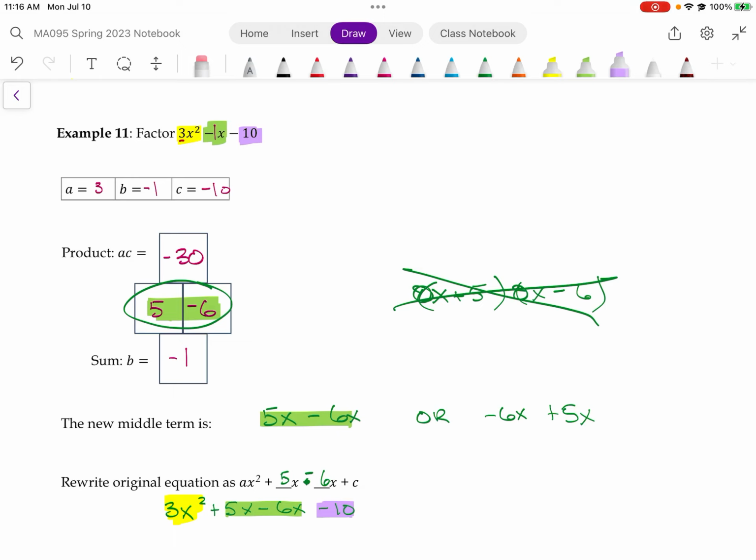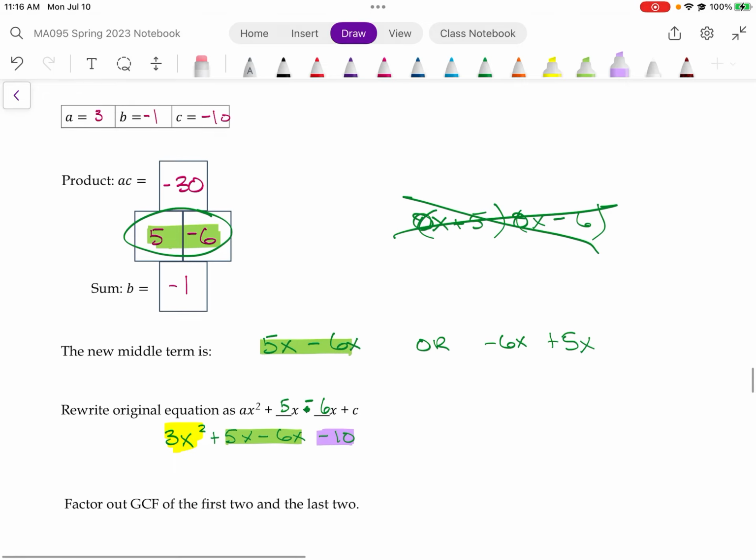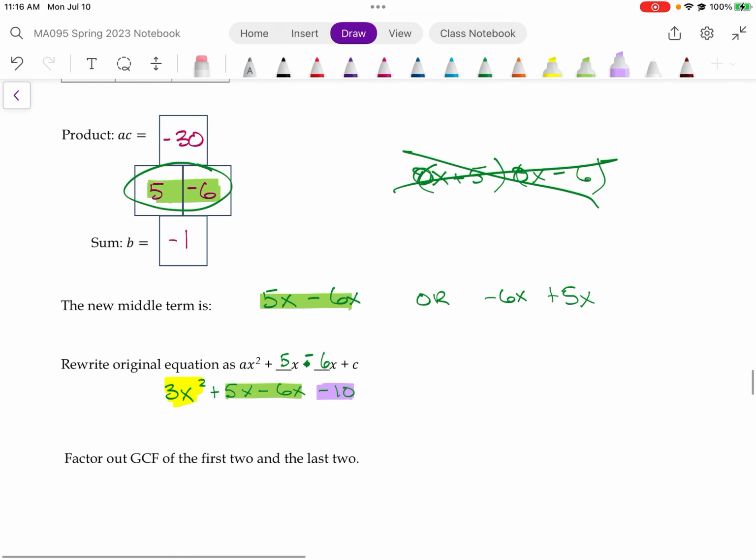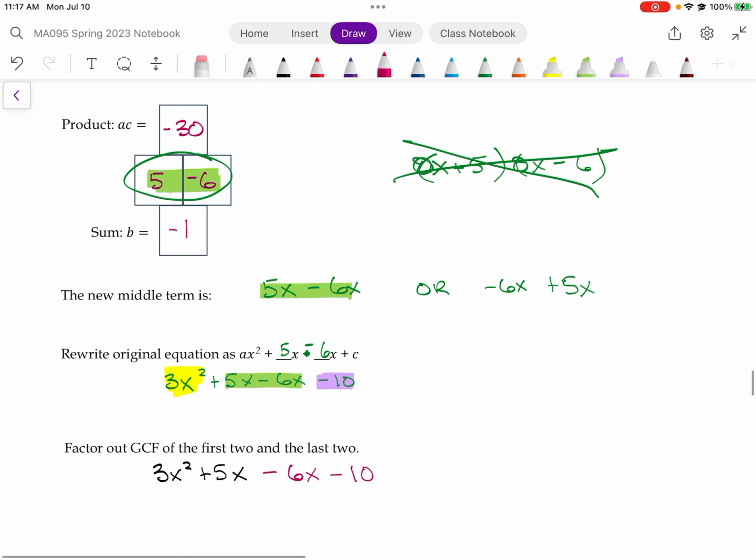Stop and stare at that for a second. That's the joy of having a video: when things get hard, you can pause, you can back up, you can look at it again. Now what we're going to do is set this up so that we have pairs, and we're going to factor out the greatest common factor of the first two and the last two. So I'm going to rewrite this as 3x squared plus 5x, and then I'm going to change colors so you can see what I'm doing, minus 6x minus 10. Those are my two pairs.